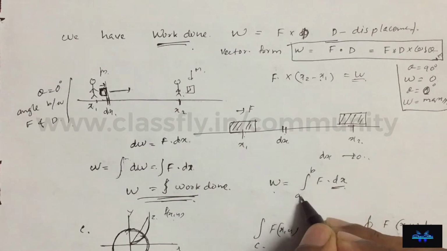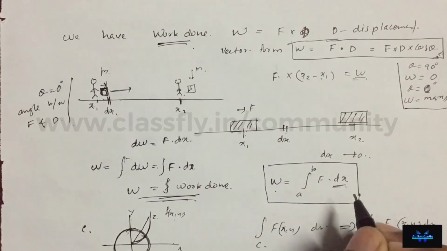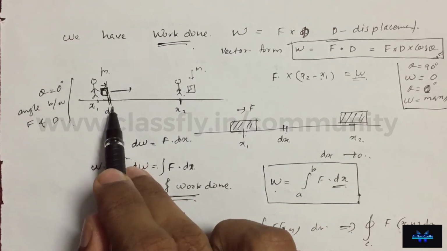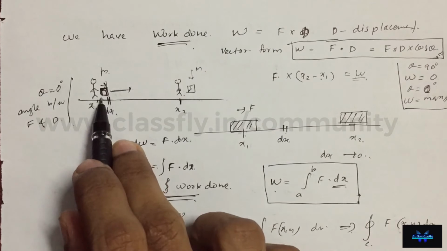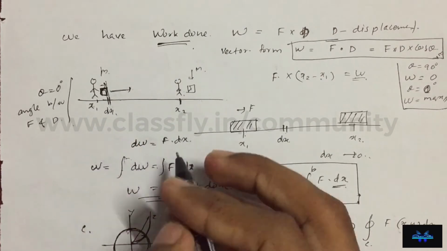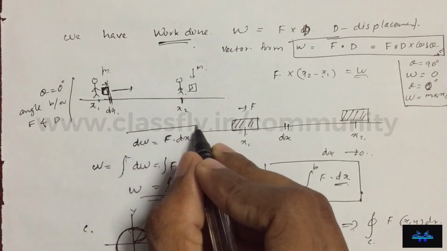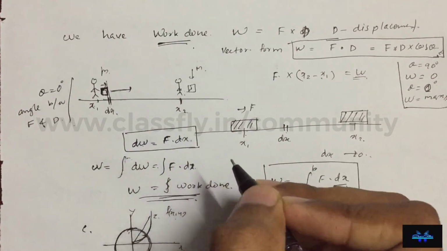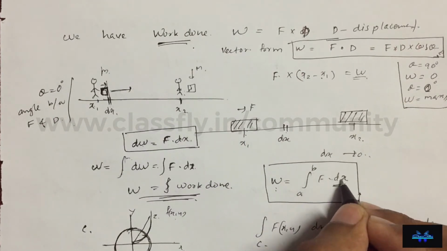W is equal to integral a to b F dot dx, where we are considering a small length element dx, and when we push this amount of distance with a force F, the dw is F dx. Then work done will be integral a to b F dot dx.